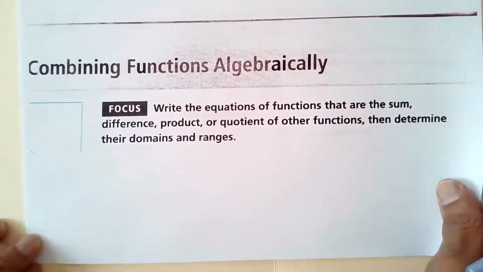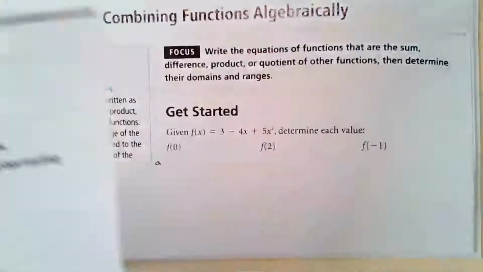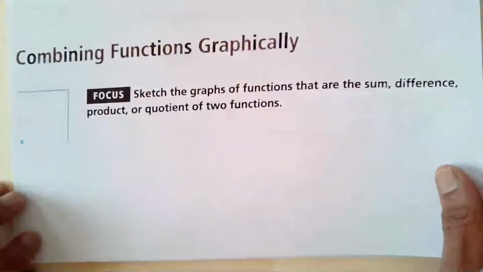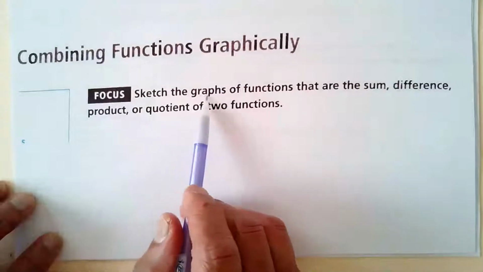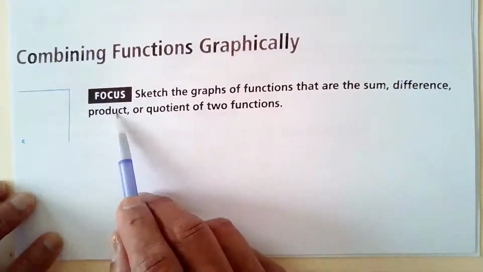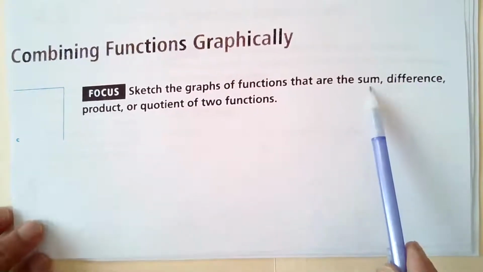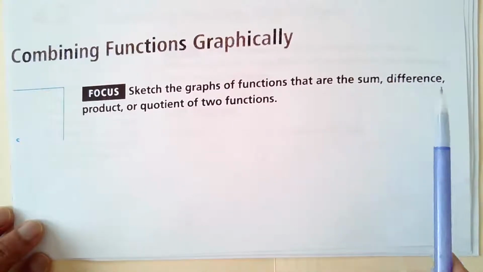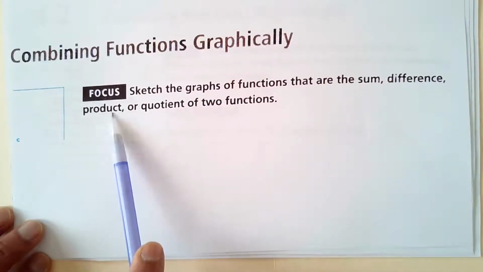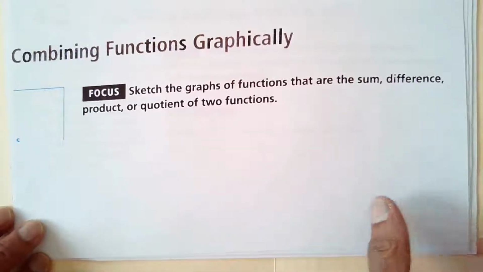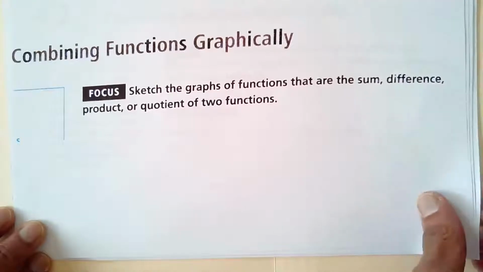Just to recap, in the first lesson, we sketched graphs of functions that are the sum, difference, product, or quotient of two functions. So in the previous lesson, we looked at sketching the graph. Essentially we had two functions, and what is the third function if we add those functions, or subtract the functions, or multiply those two functions, or divide the two functions. So we end up with a third function.